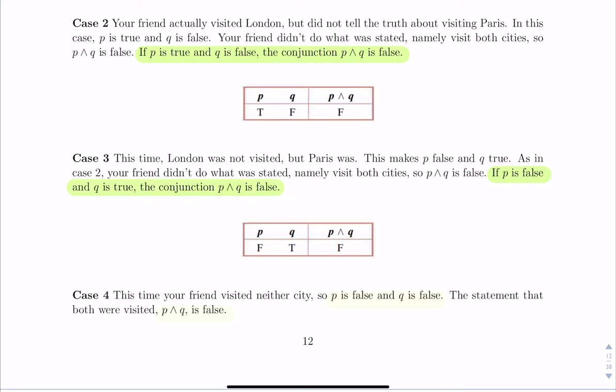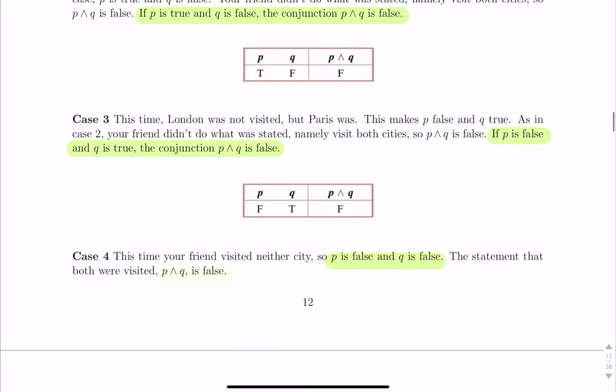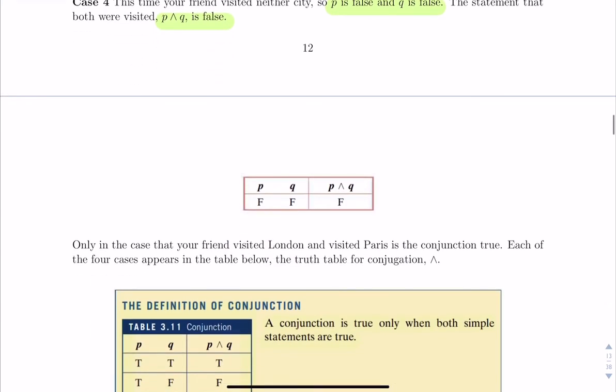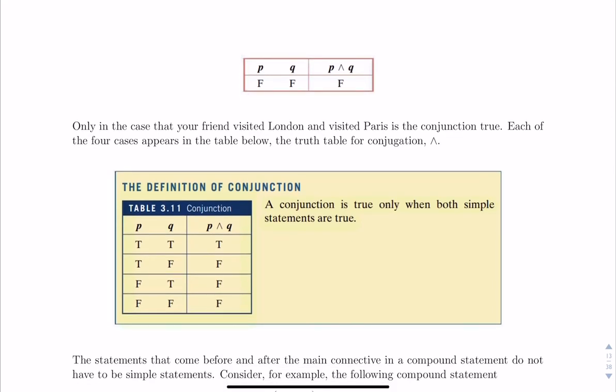And the last case is this: your friend visited neither city, so P and Q are both false. The statement that both were visited, P and Q, is also false. So if P is false and Q is false, then P and Q is also false. So only in the case that your friend visited London and visited Paris is the conjunction true. Each of the four cases appears in the table below, and this is the truth table for conjunction. So a conjunction is true only when both simple statements are true. That's the biggest thing I want you to pull from this. An and statement is only true when both of them are true.